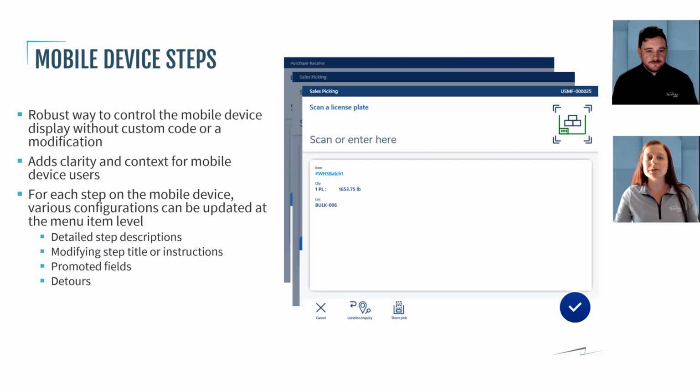Last but not least, mobile device steps allow us to set up detours. These let us navigate out of our menu item into another one, saving our place with where we are at on that current menu item. Chris is going to show us a detailed example of that one in just a minute.